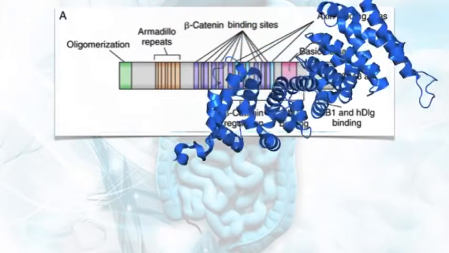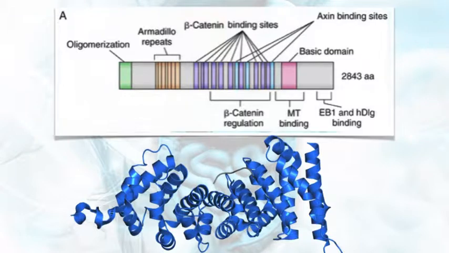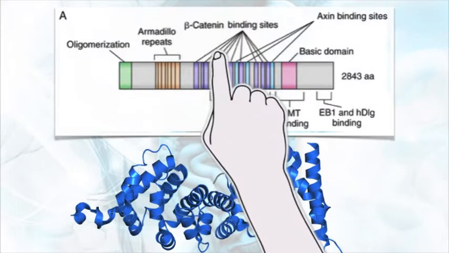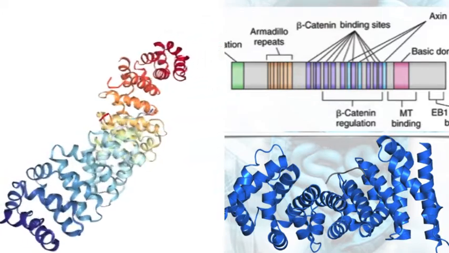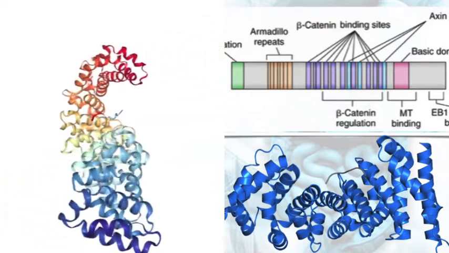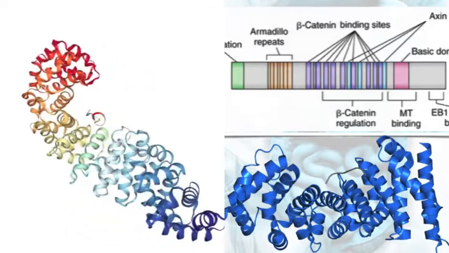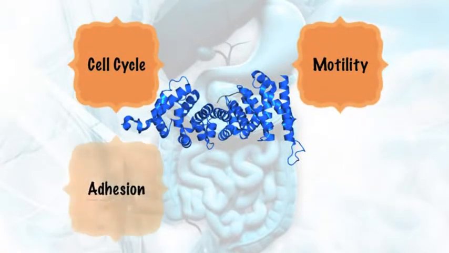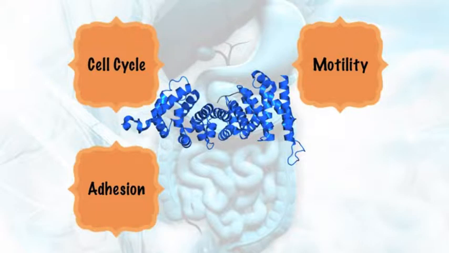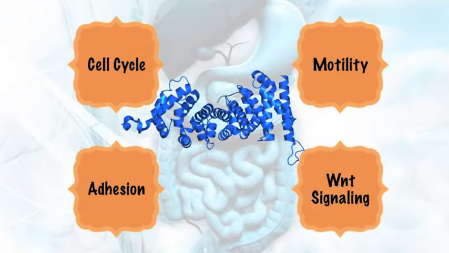The APC gene on chromosome 5 encodes a 2,843 amino acid long protein with 8 functional subdomains. Most APC mutations that lead to cancer are those that remove the beta-catenin binding 20 amino acid repeats. On the left, we actually see the structure of a beta-catenin binding repeat from APC. APC plays important roles in cell cycle, motility, and adhesion. We will explore one of its most important functions in the WNT pathway.